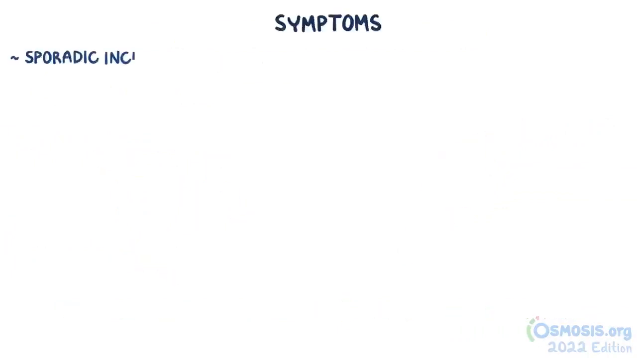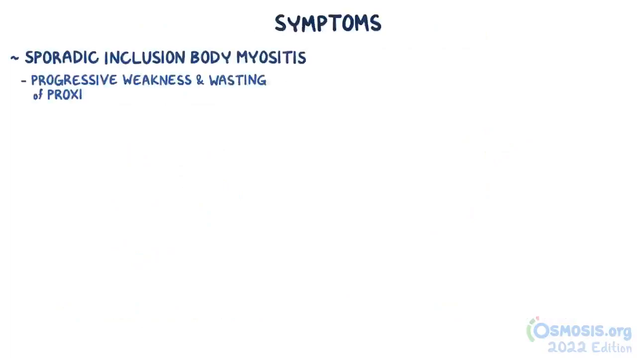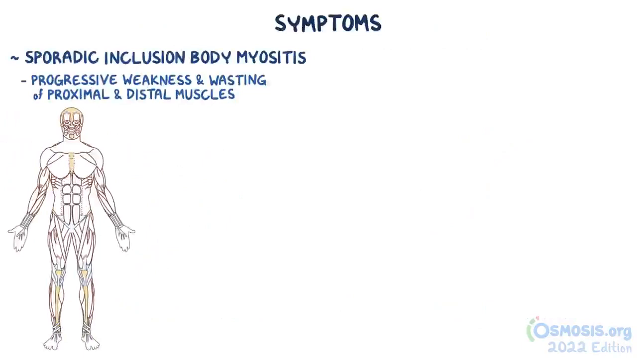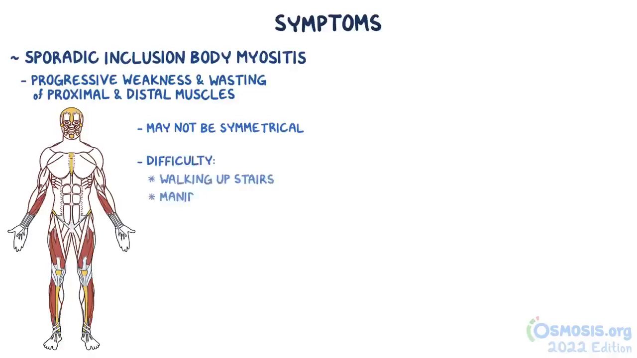Symptoms of sporadic inclusion body myositis include progressive weakness and wasting of proximal and distal muscles, especially involving the quadriceps, the wrists and fingers, and the muscles that lift the front of the foot. The weakness may not be symmetrical, and it can cause problems like having difficulty climbing stairs and manipulating fingers. In severe cases, the muscles of the pharynx or the esophagus are involved, and that can cause dysphagia or difficulty swallowing.